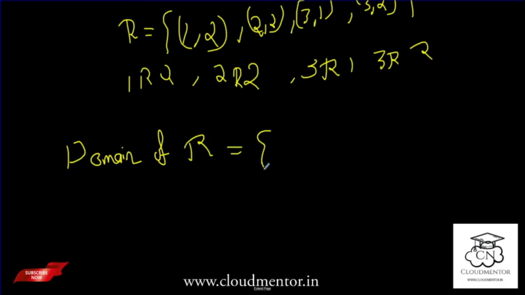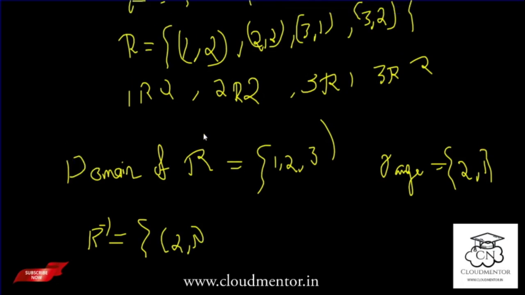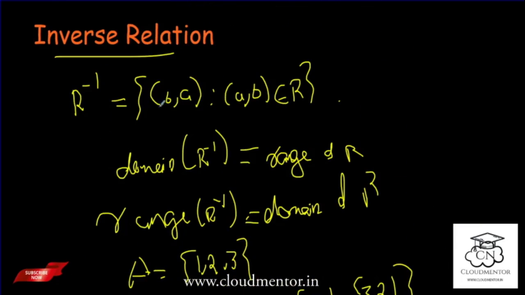R equal to set of 1, 2, 3. And the range will be equal to set of 2, 1. So R inverse will be just the opposite, that is BA, that is 2, 1, ordered pair BA.